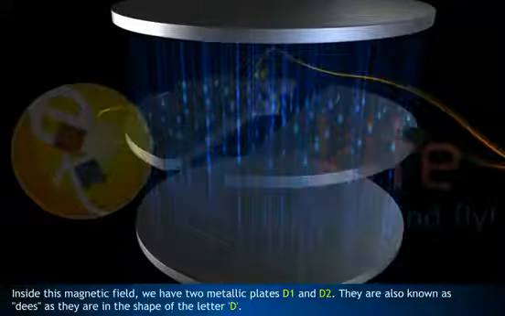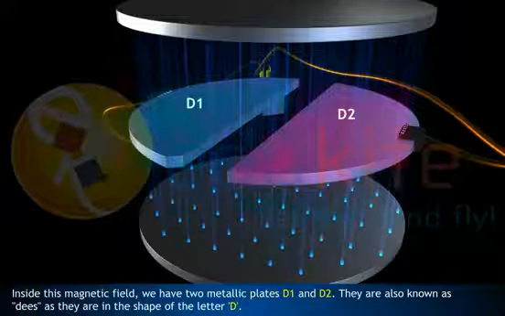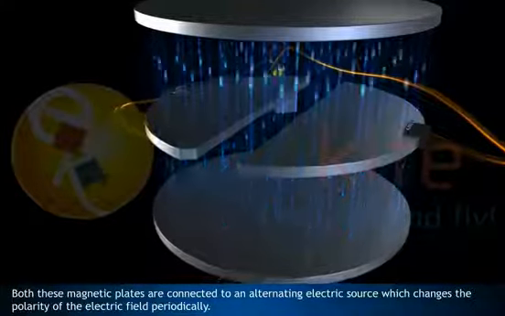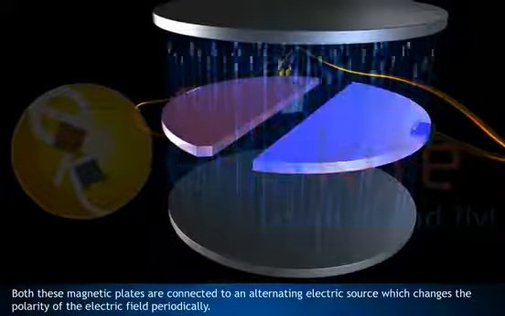Inside this magnetic field, we have two metallic plates, D1 and D2. They are also called Ds, as they are in the shape of the letter D. Both these plates are connected to an alternating electric source, which changes the polarity of the electric field periodically.